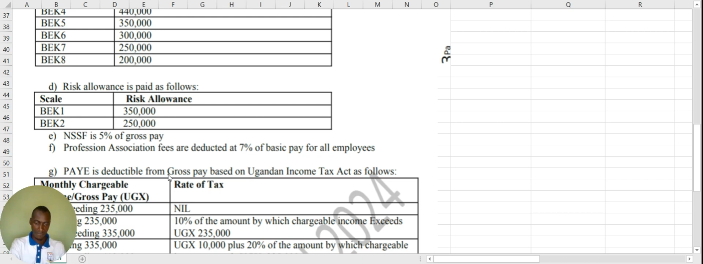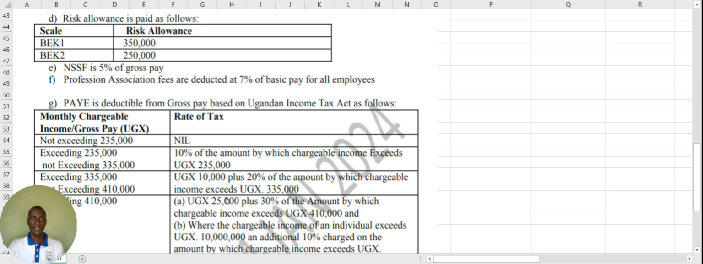So there you have the tax table there. As you can see, you have the rate of tax for each and every monthly chargeable income or gross pay. So I'll be using that to come up with our pay as you earn.